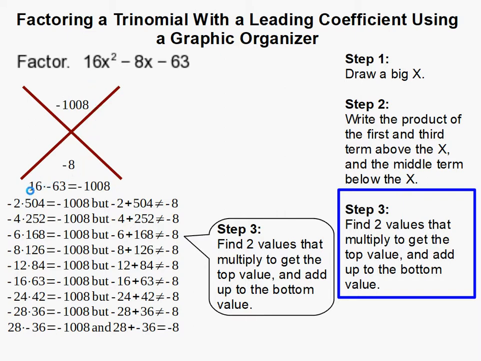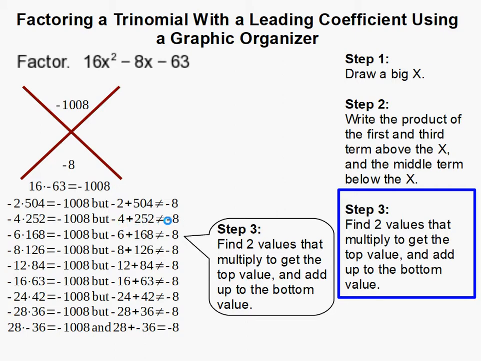Alright, so I did this kind of fast. Usually you start with 2, because it's easy to divide things by 2. So divide 1008 by 2, you get 2 times 504. But remember, if you add those two, it doesn't give you the bottom number. So then you just keep going. 3 doesn't work, so let's try 4. 4 times 252, but nope.